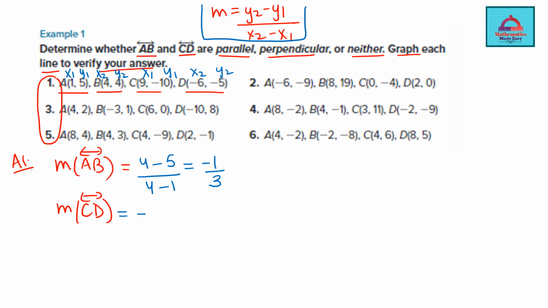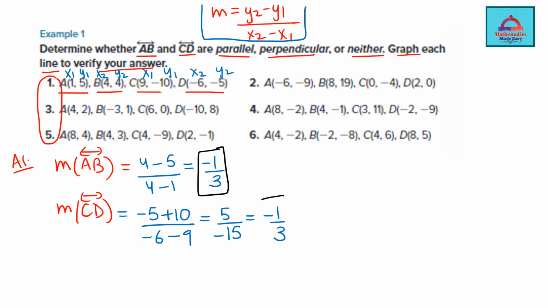Again, it is minus 5 minus of minus 10, so plus, over minus 6 minus 9. So this comes out to be 5 over minus 15. So if you simplify, minus 1 by 3. Now compare the two slopes. The slope for the first line and slope for the second line.